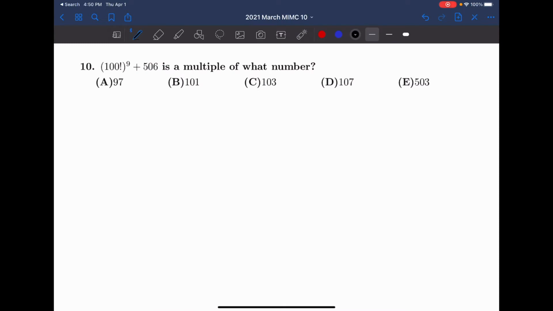Moving right along with number 10. Number 10 asks what is the multiple of which of these numbers. So by Wilson's theorem, or if you don't know it, I will put a wiki page of Wilson's theorem down in the description. You can look at it.